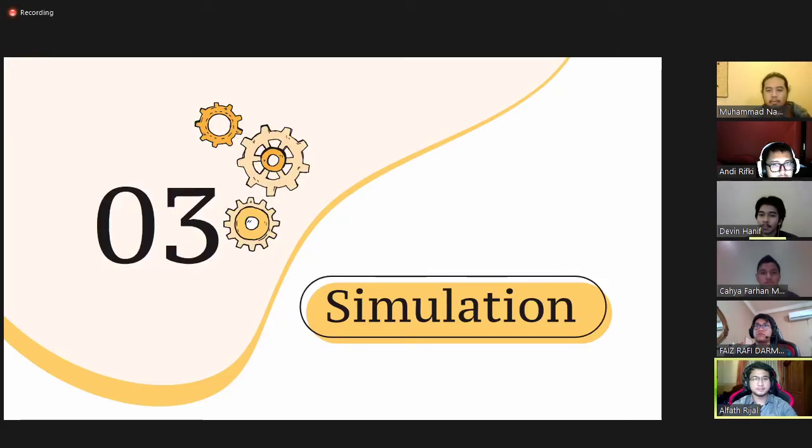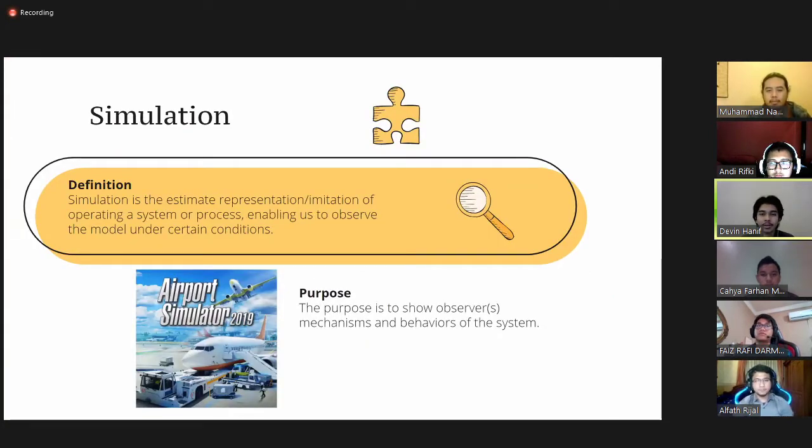Next. My name is Devin Muhammad Hanif, and while we are on the topic of systems and models, we're going to talk briefly about simulation. In definition, simulation can be understood as an estimate or representation of the operation of a system or a process itself. Its purpose is to make us understand more about how a system or a process works under a certain situation, meaning the behaviors and the mechanisms. And simulations can be as simple as video games and 3D animations to, let's say, production line simulations.